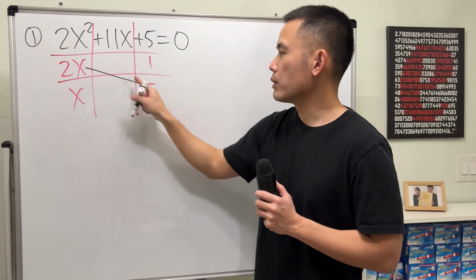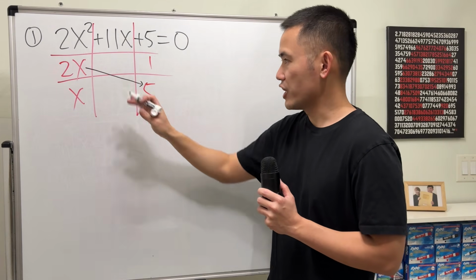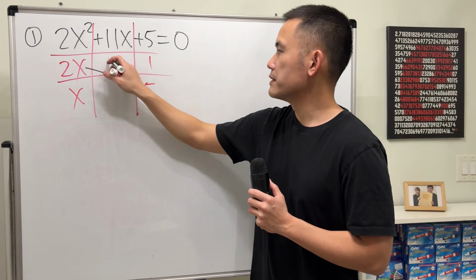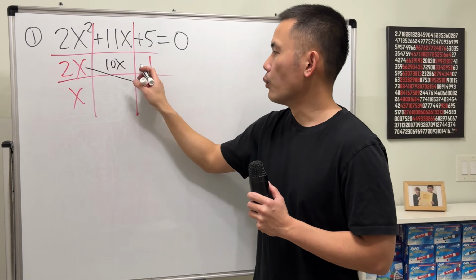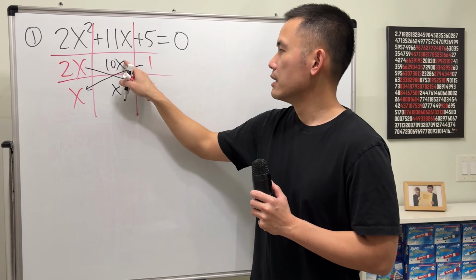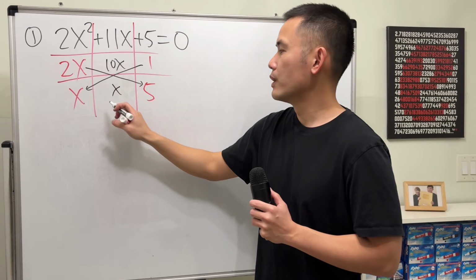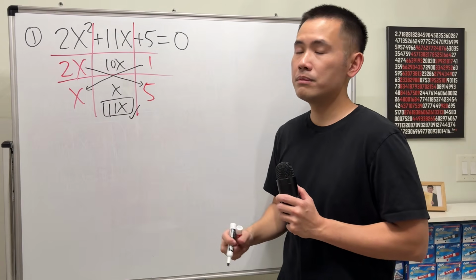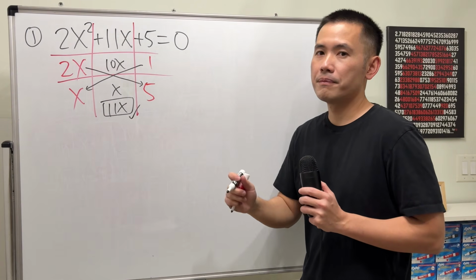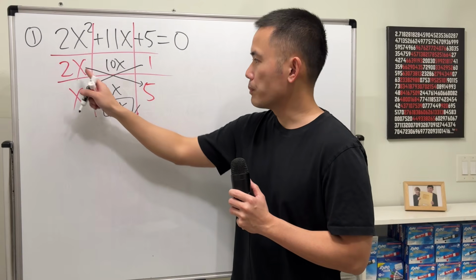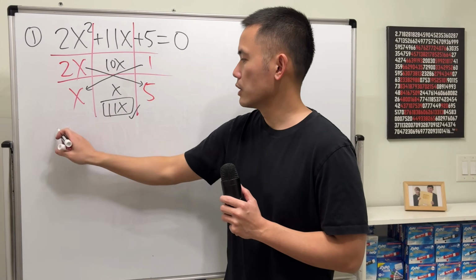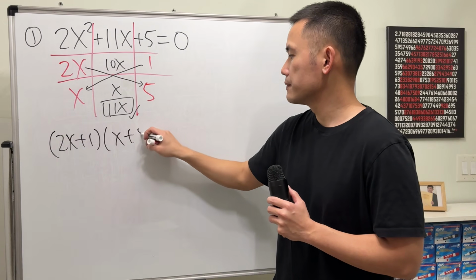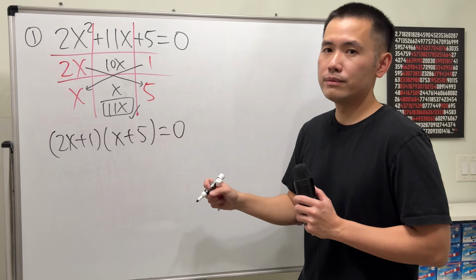Remember, you cross multiply when you want to check the answer if it's correct. So you cross multiply. 2x times 5 is 10x. 1 times x is x. 10x plus 1 more, we do get a total of 11x. And that checks with the middle one, so we have done the correct thing. Now, when you write down the factors, you go across. We get 2x plus 1 times x plus 5, and that is equal to 0.